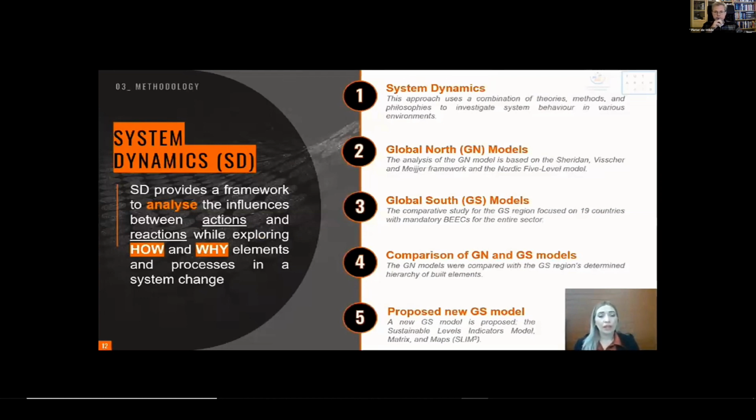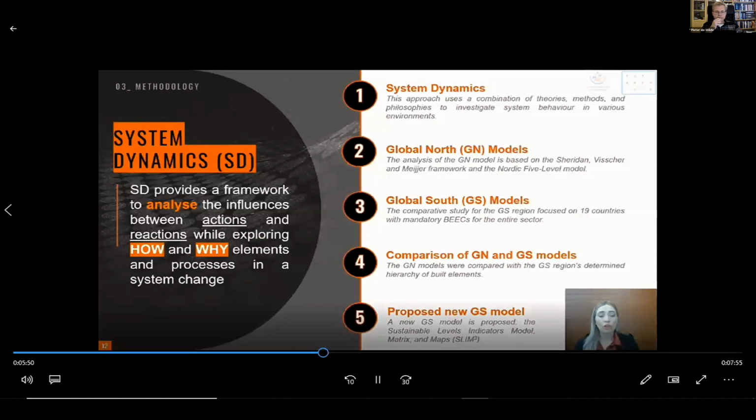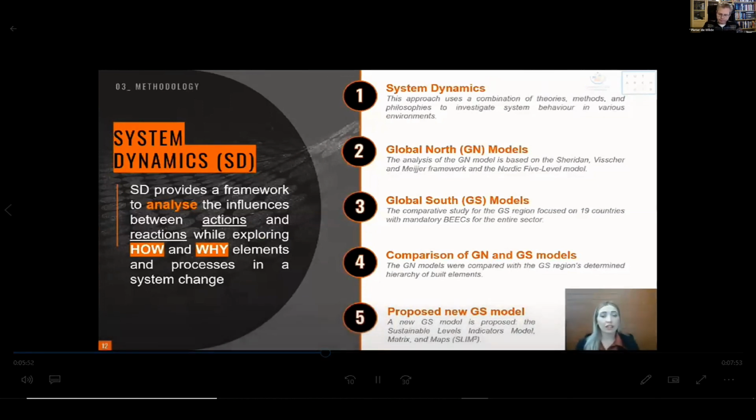After this, we evaluated the global north models, being the Sheridan, Fisker and Mayer framework, as well as the Nordic 5-level model. Thirdly, we looked at appropriate global south models, and this was based on a comparative study of 19 mandatory building energy codes in the global south. After this, we performed a comparison or amalgamation of the two global north models and the global south model, and this enabled us to propose a new global south model.